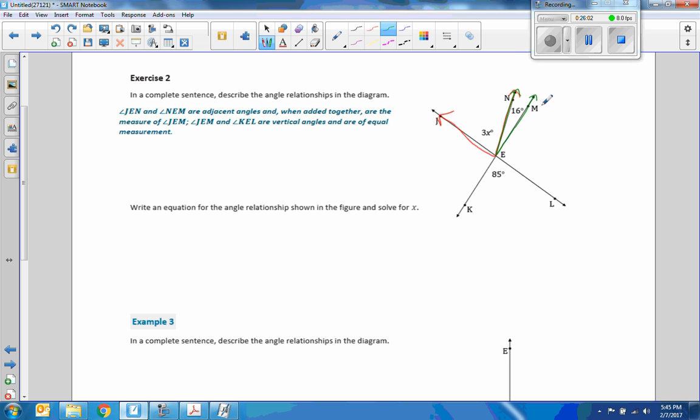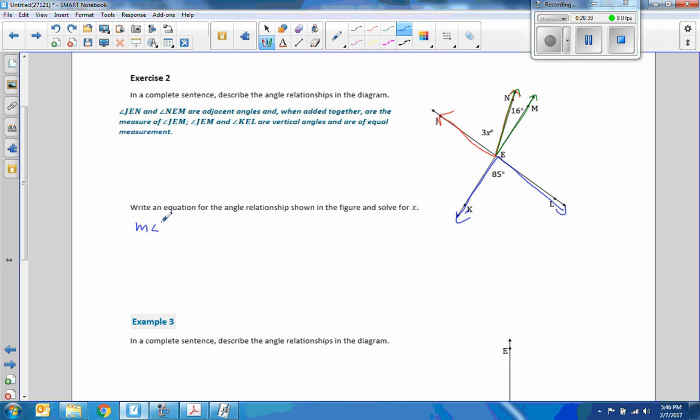So angle JEM now, and angle KEL, now let me use a different color, are vertical angles and are equal. Write a relationship equation for the angle relationship shown in the figure. Okay. So this equals 85 degrees, and this whole thing equals 85 degrees. Okay, so we do know that.